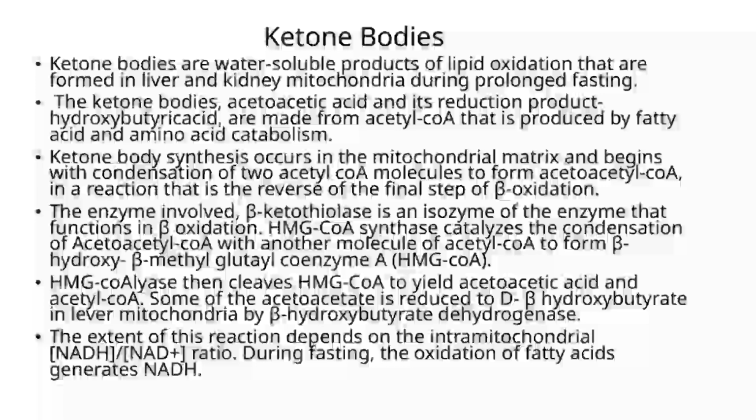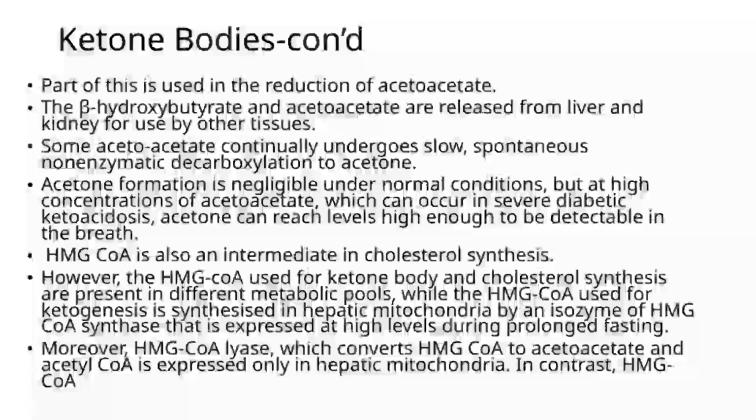Part of this process involves the reduction of acetoacetate, which is a key ketone body. The beta-hydroxybutyrate and acetoacetate are released from the liver and kidney, becoming available for use by other tissues that need energy, especially during fasting or carbohydrate restriction. Some acetoacetate also undergoes a slow, spontaneous, non-enzymatic decarboxylation to produce acetone. Under normal conditions, this acetone formation is negligible, but in cases of severe diabetic ketoacidosis, where acetoacetate levels are very high, acetone can accumulate enough to be detectable in the breath.